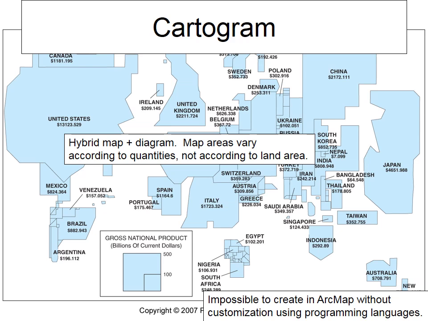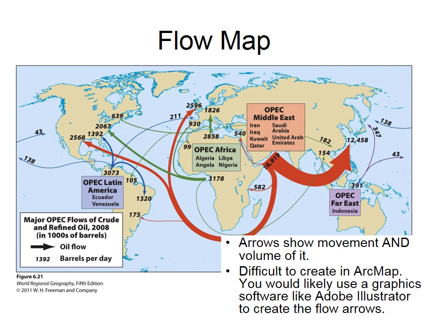Here's a cartogram, and you can see it's more or less a combo diagram map. The map areas don't vary according to land area, but vary in size according to some quantity that you want to map out. And notice that the exact relationship of the countries is a little bit distorted. You can't really make this in ArcMap unless you have some sophisticated script written. You're not going to really be able to create this in ArcMap.